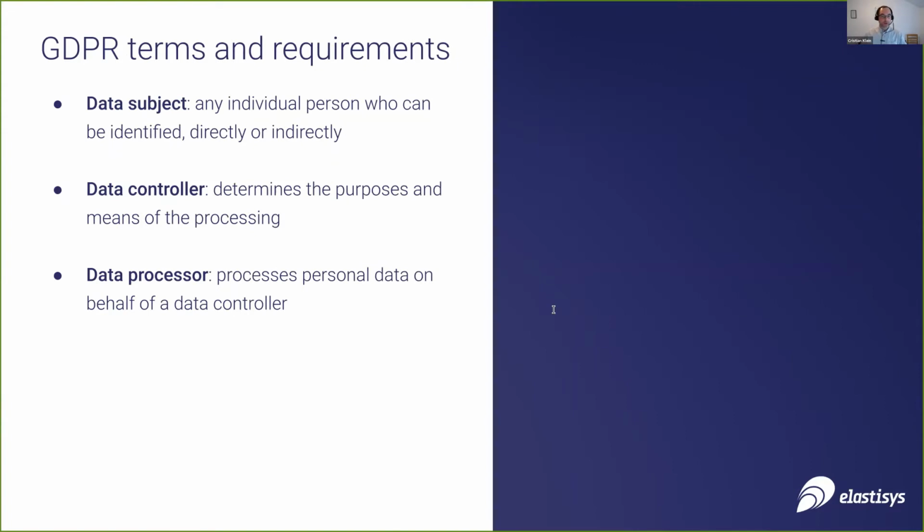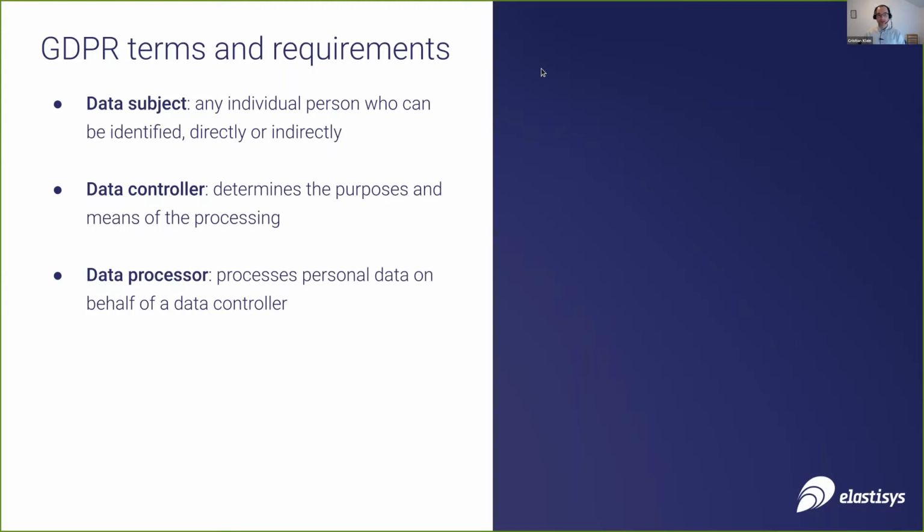And GDPR introduces some terminology. The most important ones are: data subject. This is any natural person or individual who can be identified directly or indirectly, as I said before. Data controller is the entity that determines the purpose and means of the processing. However, it might be that the person that determines this processing and the person that actually does the processing are different. So GDPR also introduced a term called data processor, who is actually processing personal data on behalf of the data controller.